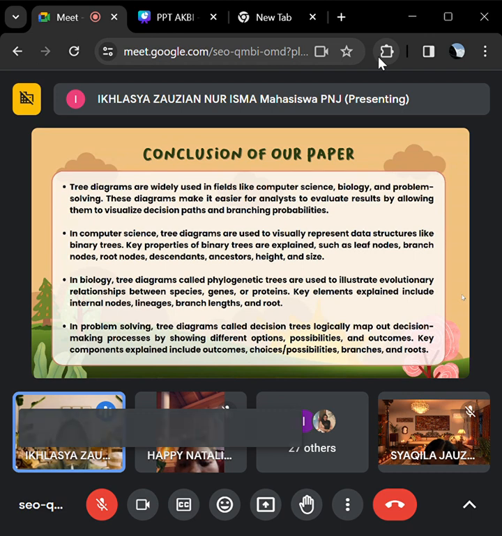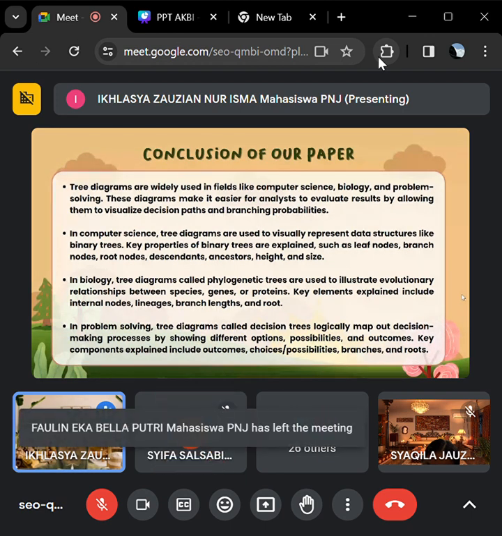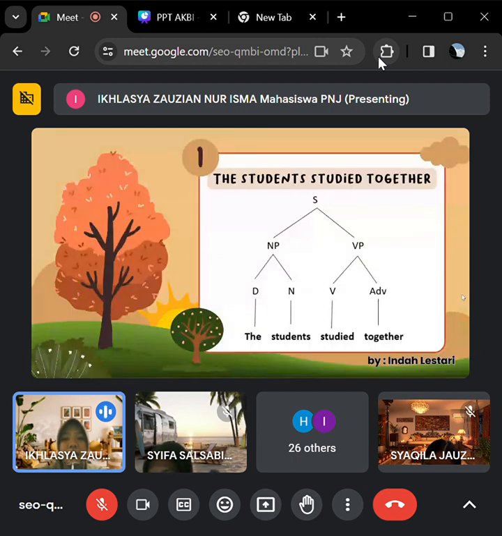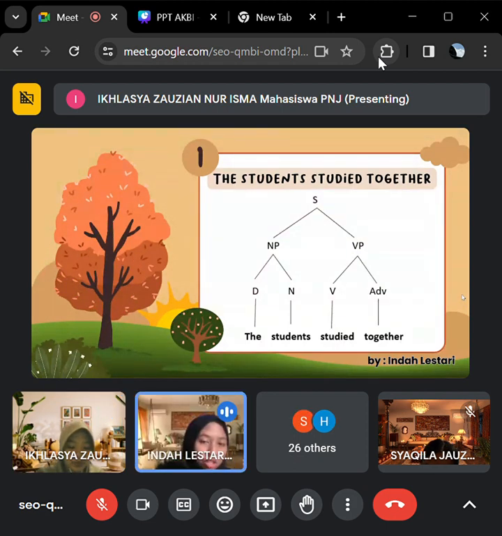In problem solving, tree diagrams called decision trees logically map out the decision-making process by showing different options, possibilities, and outcomes. Key components explained include outcomes, choice possibilities, branches, and roots. Okay, first we will present our diagram project from Indah. The first until fifth sentence is by Indah Lestari. Indah, time is yours.